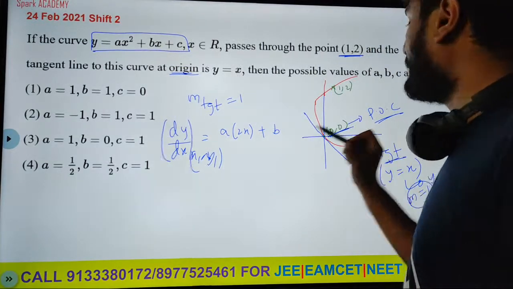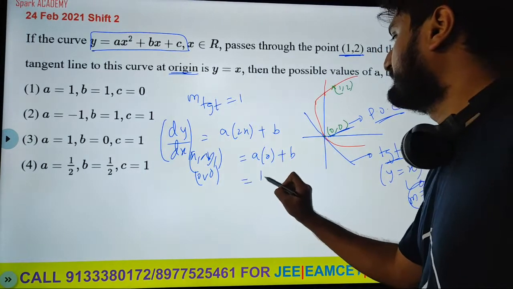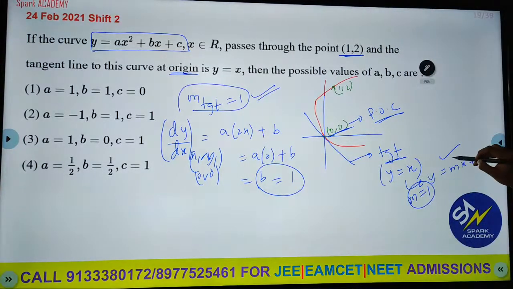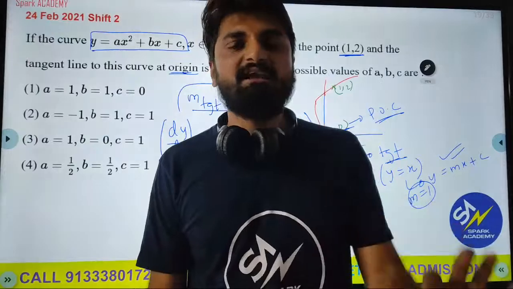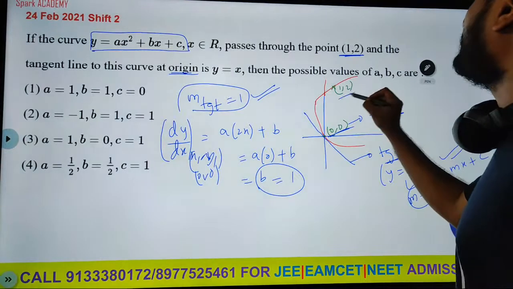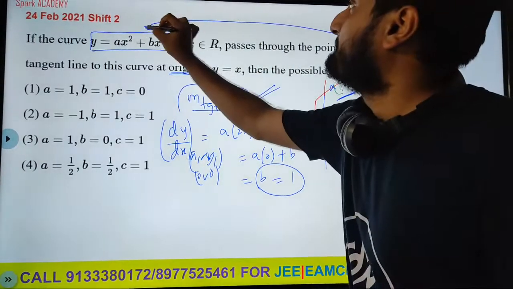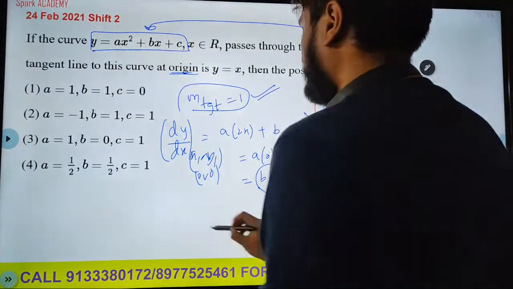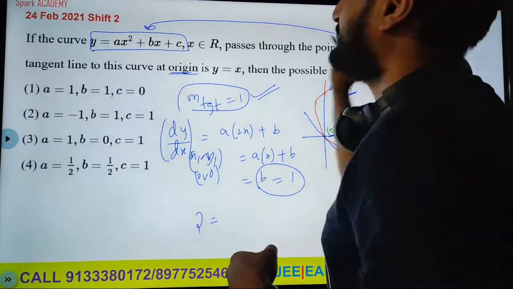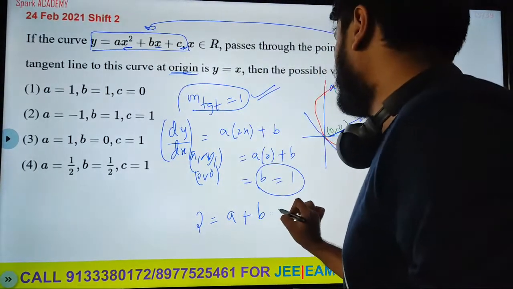Now what is the point of contact? (0, 0). So instead of x you need to substitute 0: a into 0 plus b. So the b value is equal to 1 is what we got, because the slope of the tangent we already know, since they gave you the equation of the tangent. So the b value 1 we already know. Now what else are they saying? At (1, 2), (1, 2) always passes through the curve. What does it mean? Passes through means at y equal to 2, x value is equal to 1, correct? So instead of x substitute 1: a into 1 square is a, b into 1 is b, plus c.